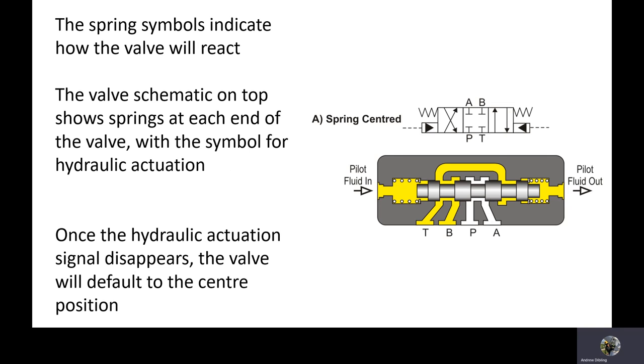Okay, spring symbols will indicate how the valve will react. The valve schematic on top shows springs at either end, so that means it's going to be self-centering. And the symbol for hydraulic actuation, and I know that because of the pilot line and the fact that the arrows are shaded in. Once the hydraulic actuation signal disappears, the valve will go back to center.